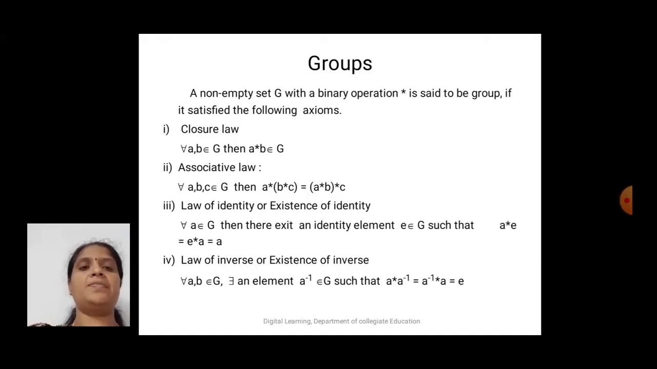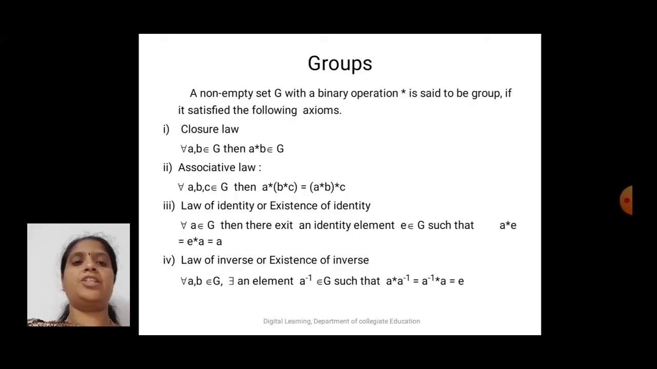So it should satisfy the four axioms, that is closure law, associative law, law of identity and law of inverse. Closure law means for all a, b belongs to G, then a star b belongs to G. Associative law, for all a, b, c belongs to G. Associative law means we have to consider three elements, that is a, b, c. Then in associative law, we have to concentrate on the brackets.